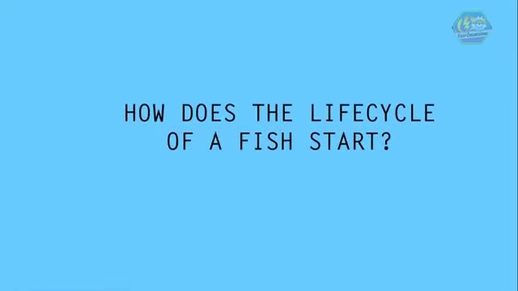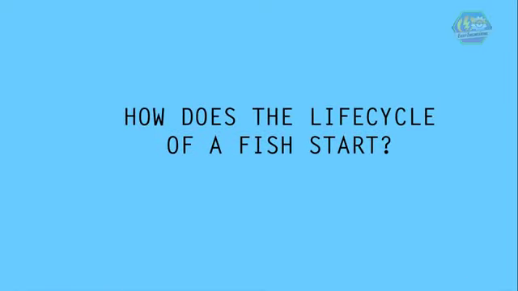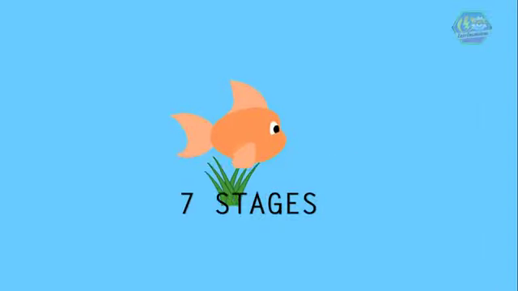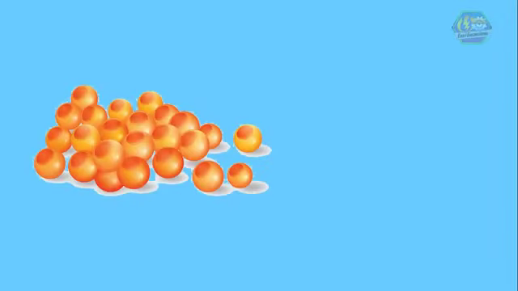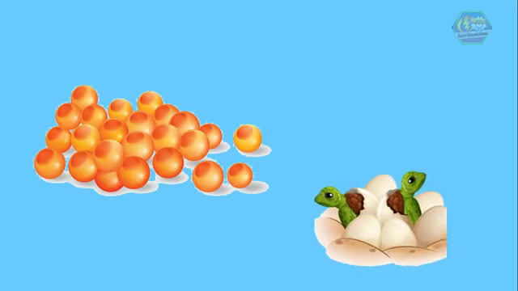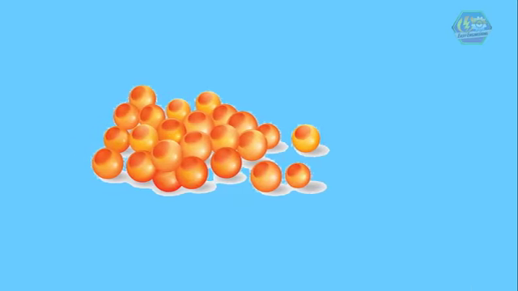So how does the life cycle of a fish start? Although every fish species is different in terms of reproduction, their life cycle can be divided into 7 stages. These 7 stages are common in almost all of the different species of fish. Everything starts with the egg. Like other eggs such as birds and reptiles, the embryo is formed inside the egg once the egg is fertilized.